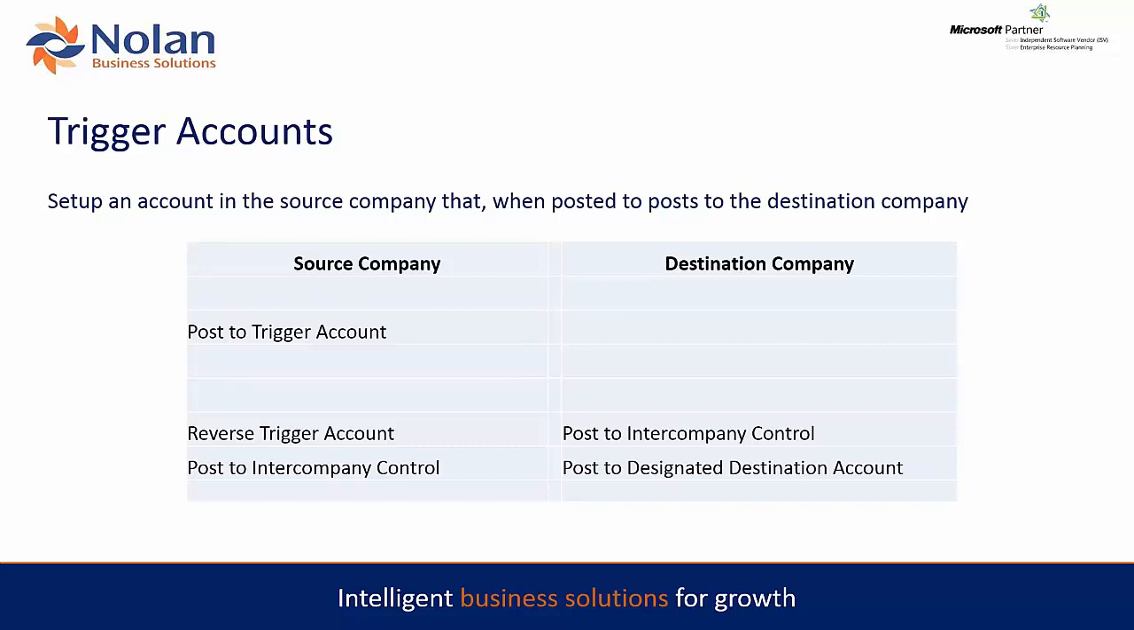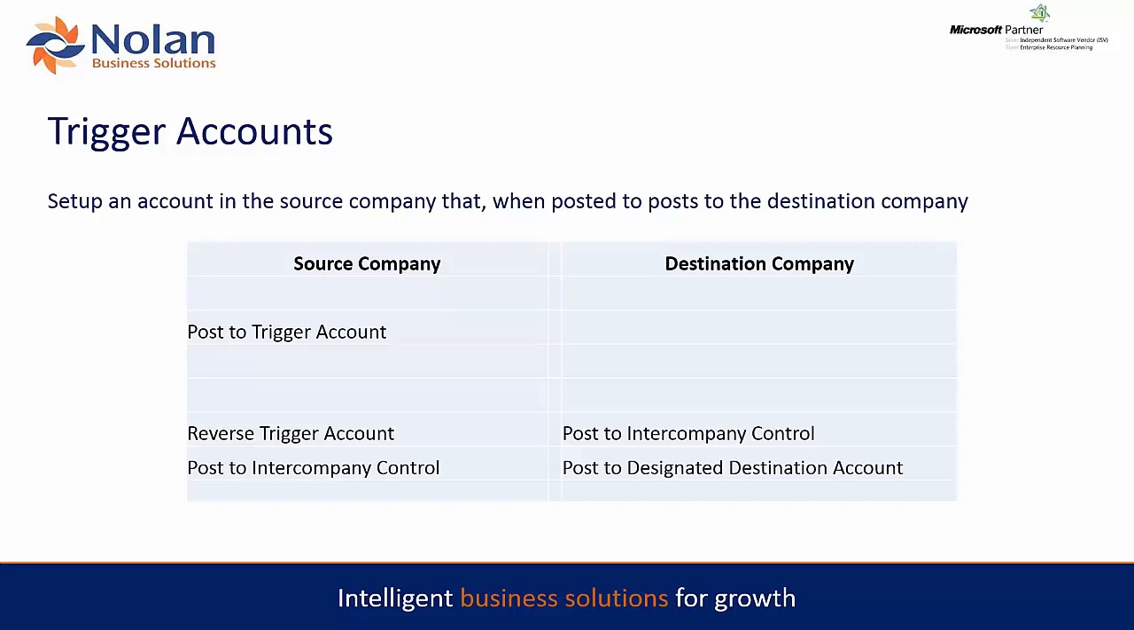What a trigger account does is it's an account set up inside the source company. It's set up in such a way that when you post to that trigger account, we know that that's got to be posted across to the destination company. So the system will automatically reverse the value out of the trigger account and post to the intercompany control account in the source company, and post to the intercompany control account in the destination company and the designated destination account that you set up when you first set up that trigger account.